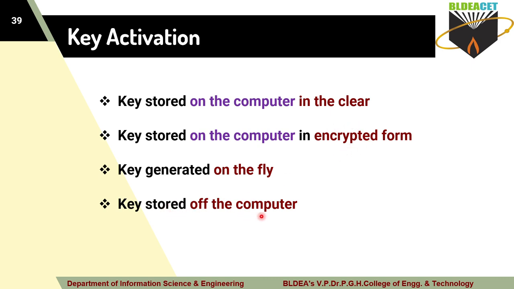Next one is key stored off the computer. You are not storing it in the computer. You are using other models like hardware devices, or you can securely transfer it using private channels, or locally, physically communicating with that person and sharing the keys here. So that is what we call a key stored off the computer. Here you are not using the computer system. You are using different devices to store the keys, or you are sharing those keys privately.